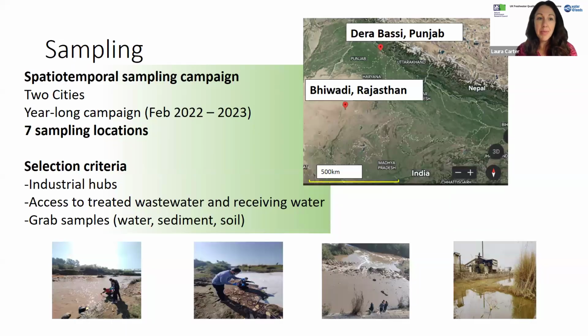Briefly, our project focuses on 2 case study sites in India, and these include Derabasi in Punjab and Buradi in Rajasthan. We conducted a year-long sampling campaign, which properly kicked off from the beginning of 2022, and we collected water, soil, and sediment samples. These sites were specifically chosen because of them being known manufacturing or industrial hubs, and we had access to manufacturing effluents as well as sites in the receiving environment.